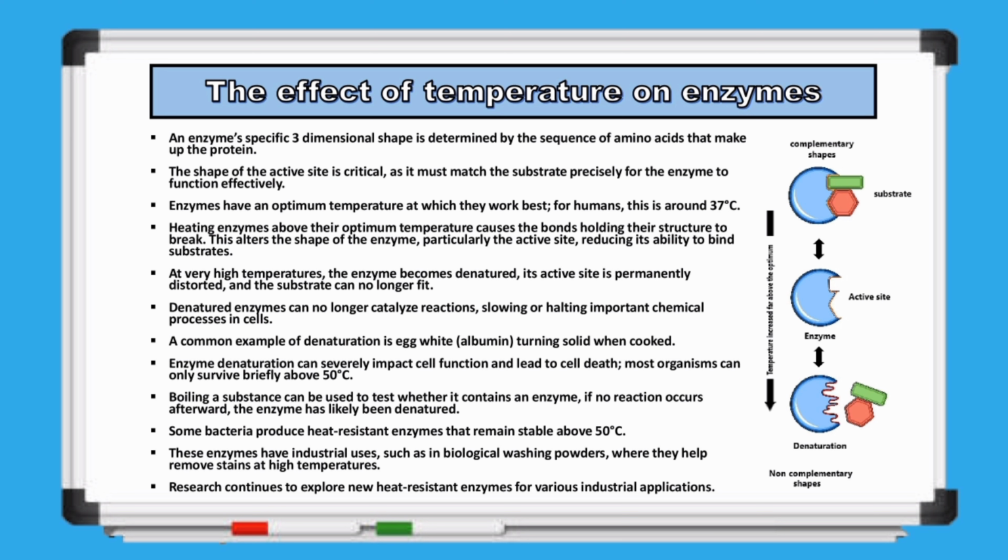Now, if we look at the diagram, we can see how this process unfolds visually. On the left, we see the enzyme and its substrate fitting together perfectly. That's under optimal conditions. In the middle, the temperature is starting to rise above the optimum. The enzyme is just beginning to distort, but it might still function. Then finally, on the right, we see a denatured enzyme. Its active site is completely misshapen, and the substrate no longer fits. That's what denaturation looks like, and why shape really does matter when it comes to enzymes.